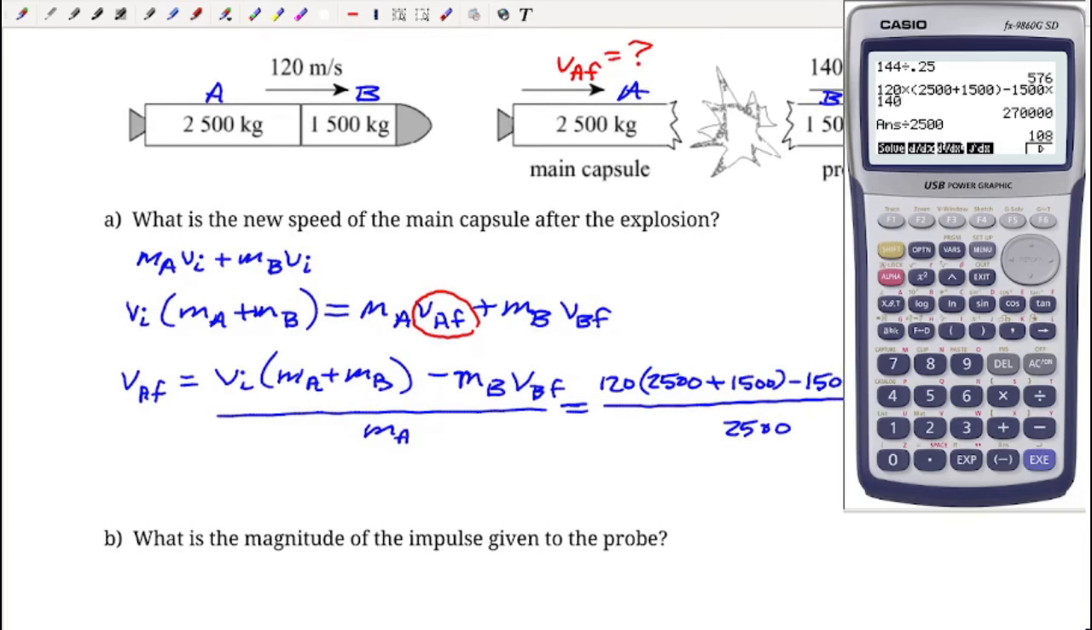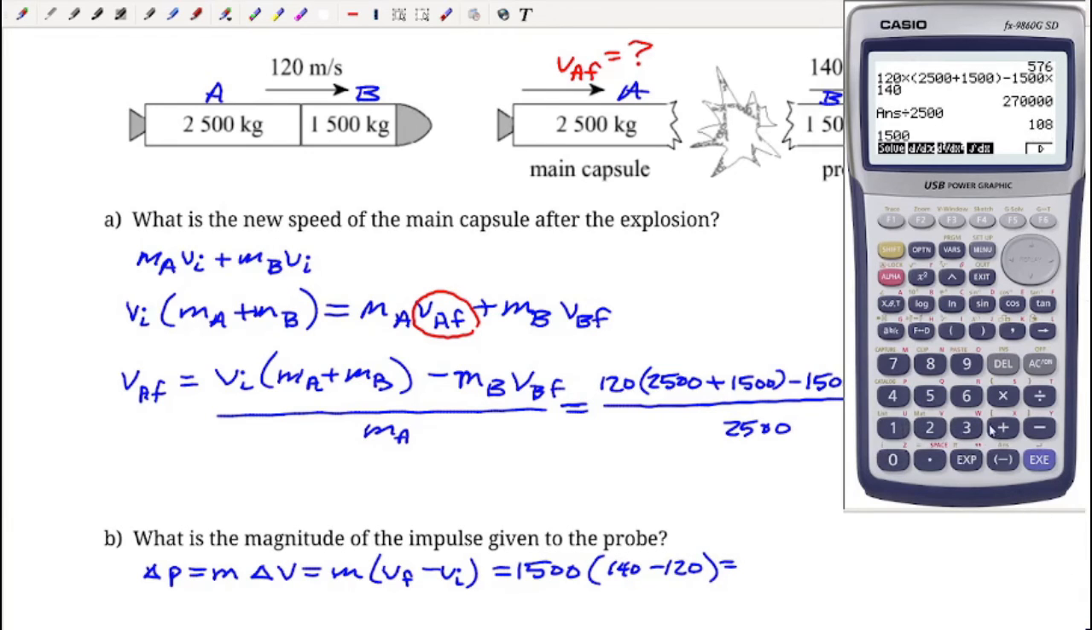What is the magnitude of the impulse given to the probe? All right, so again, impulse is mass times change in velocity, or mass times V final minus V initial. Mass of the probe was 1500. V final 140, V initial 120. No negatives in this case because everything's going the same direction the whole time. And so what that ends me up with, this would be a 20 in here. I think this is going to end up being like 30,000.